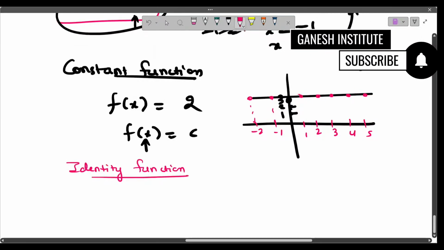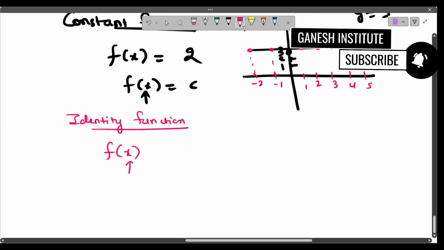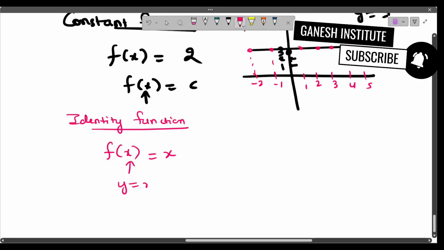Identity means exactly the same. So if you are putting the value of x, you are getting x only. So here you have y equals x.